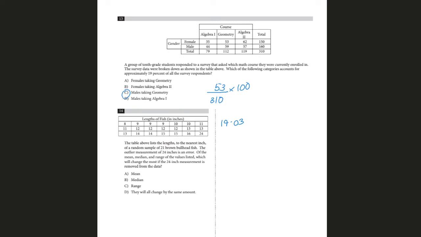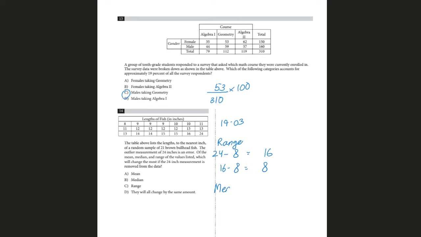All right, so the table above lists the length to the nearest inch of a random sample of 21 brown bullhead fish. The outlier measurement of 24 inches is an error. Which of the following will change the most? First of all, let's see what will happen to the range. The first initial range is 24 minus 8, which is 16. The new range will be 16 minus 8, which is 8. So yeah, that's a pretty big jump.